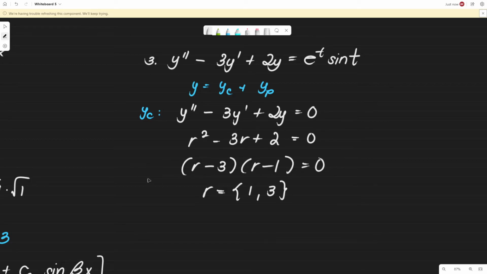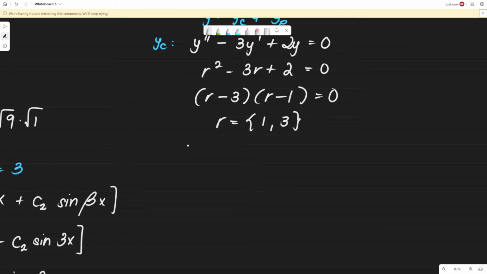Therefore, since we have two distinct roots, our yc is equivalent to c1 e raised to x, that is 1, plus c2 e raised to 2x.